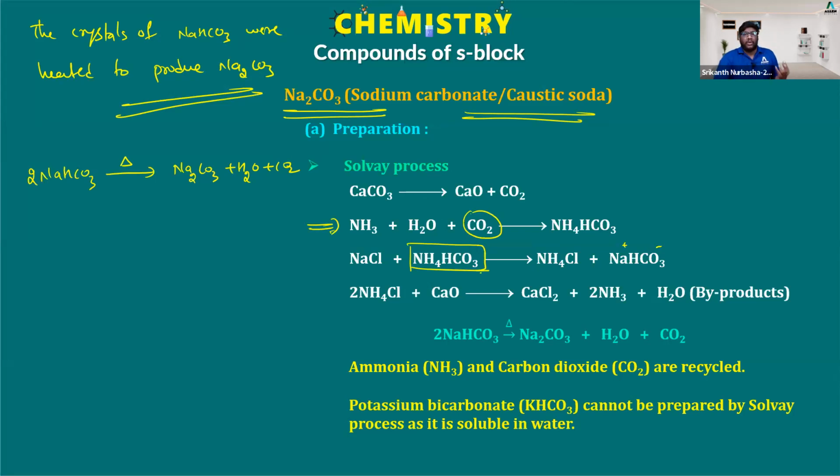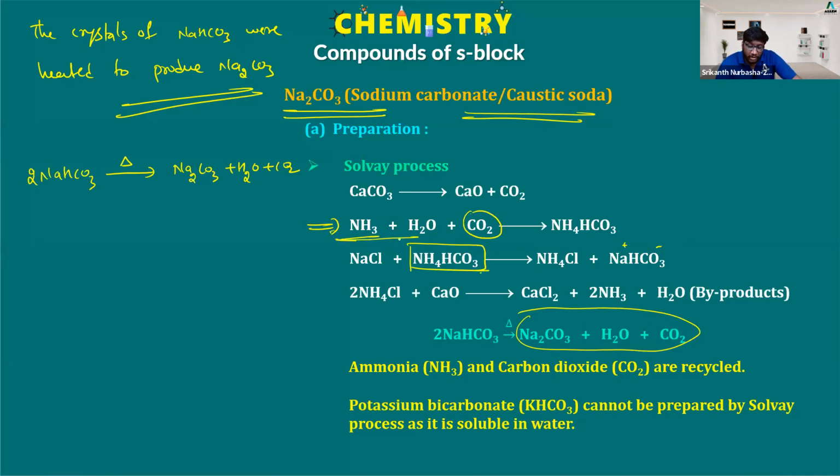If you heat the crystals of NaHCO3, you will get Na2CO3, H2O and CO2. The ammonia and carbon dioxide left over are recycled, and because of recycling, the reaction is done again. Like that, you will be producing NaHCO3. If you don't heat the crystals of NaHCO3, that is how NaHCO3 can also be prepared. If you heat the crystals of NaHCO3, you will get Na2CO3. We have prepared NaHCO3 earlier by the reverse reaction, Na2CO3 plus H2O plus CO2. Yes or no?